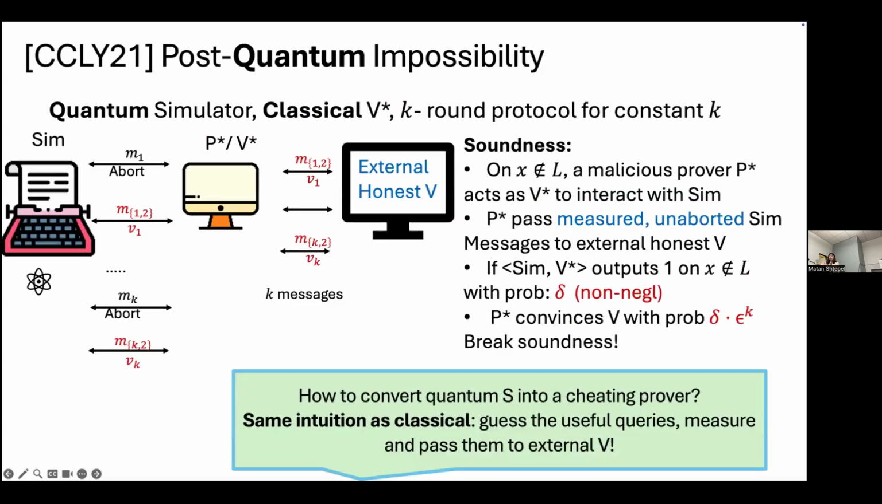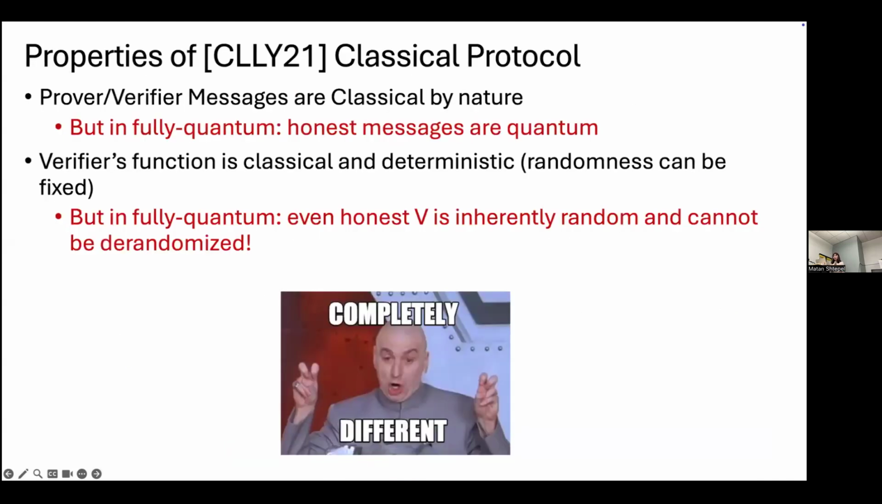Which means, when you measure a query, you get a classical message that's well defined. For example, it queries a superposition of commitment messages. Then when you measure, you get one of the commitment messages. So it's still well-structured, something that makes sense when you measure. But in the fully quantum setting, the honest messages are quantum.